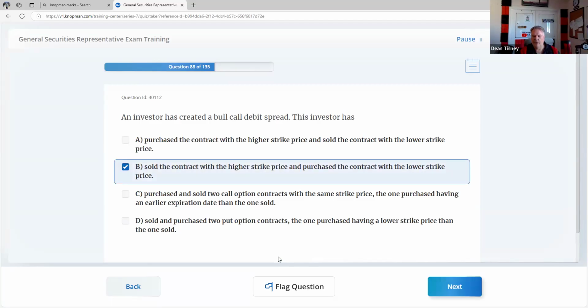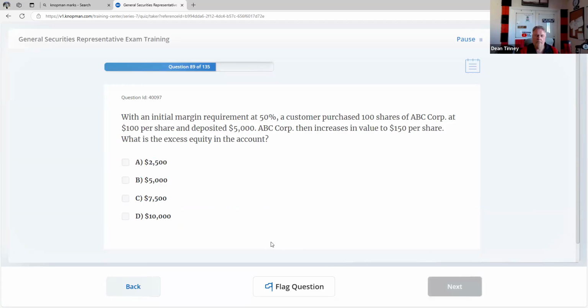Lower strike. Bulls, you're long the lower strike. The lower strike call is going to have the greater premium, and the lower strike call is the dominant leg, and that's bullish. So yeah. Lower, higher, longer.